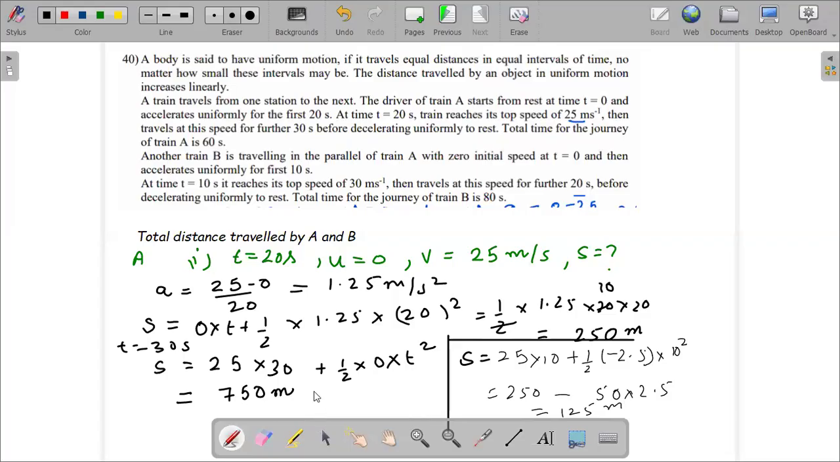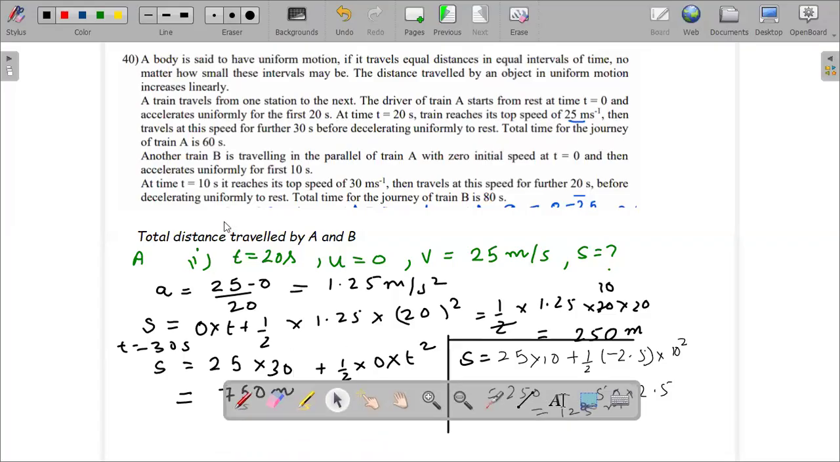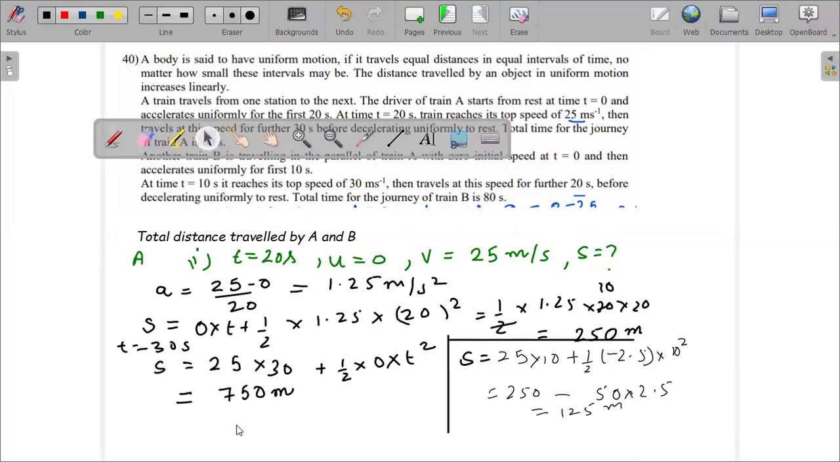So the total distance that it has traveled: total distance S will be equal to 250 plus 750 plus 125, which you get as 1125. 1125 meters. Got it? Got it, sir.